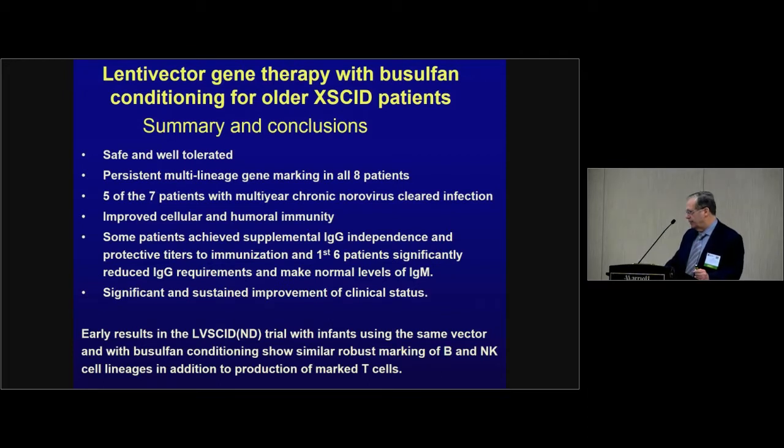But there's improved cellular and humoral immunity. Some patients have achieved supplemental IgG independence and protective titers to immunization. And the first 6 patients significantly reduced IgG requirements and now make normal levels of IgM. So early results in the trials with infants using the same vector and with busulfan conditioning are showing, I should not say similar, better robust marking of B and NK cell lineages, and of course they have no competing donor T cell compartment, and so those are coming in quite robustly as well.